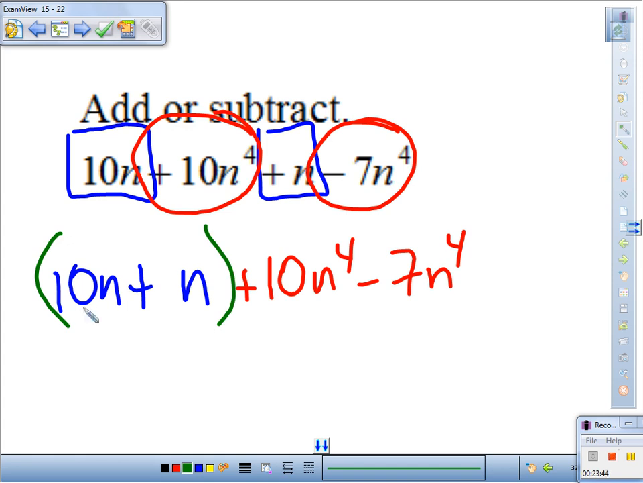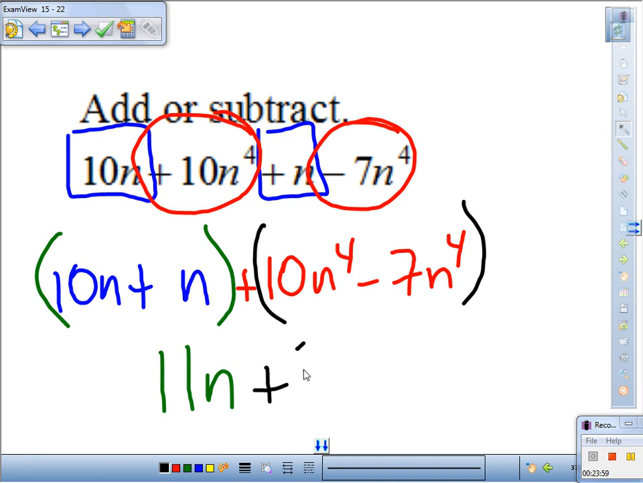Next, combine. 10n plus another n is 11n. Next, 10n to the 4th, take away 7n to the 4th, that leaves us with what? 3n to the 4th. Now, why can't I combine this one with this one? Because these are dolphins and these are dogs. Can I combine dolphins with dogs? No, according to the lesson that I presented, right? That means this is the answer.